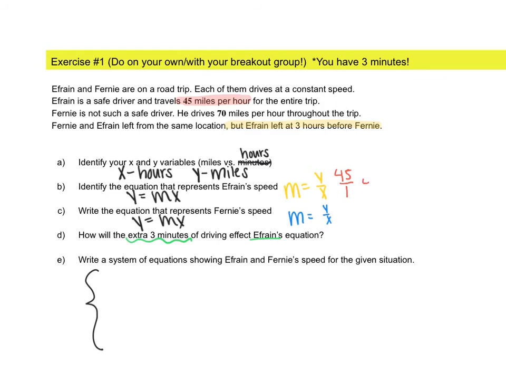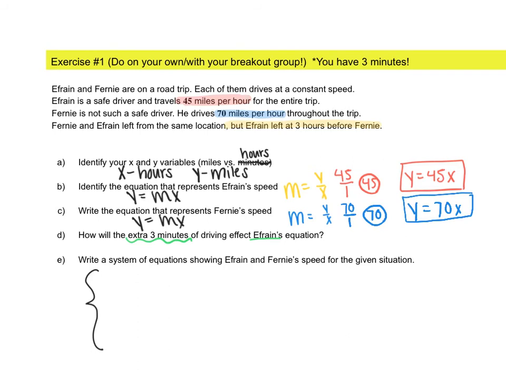And what does that reduce to? 45. So this is my rate. And I write that in my equation by just saying y equals 45x. And this is my equation for Efrain's speed. We're going to do the same thing for Fernie. Fernie, however, drives a little bit faster, a lot faster, 70 miles per hour. So our equation is going to be 70 miles divided by 1 hour, which means our m comes out to equal 70. And our equation looks like this, y equals 70x.